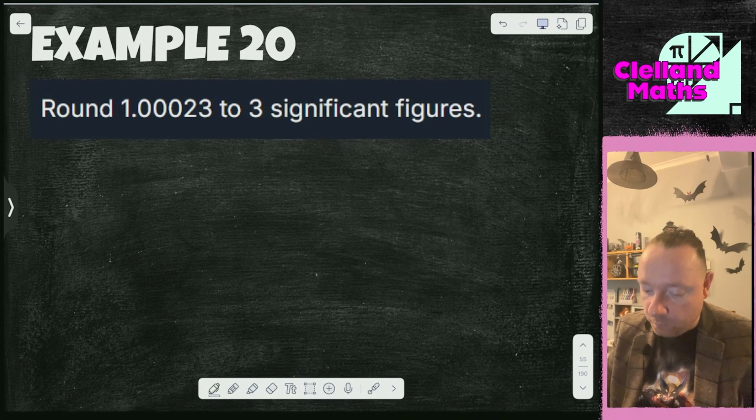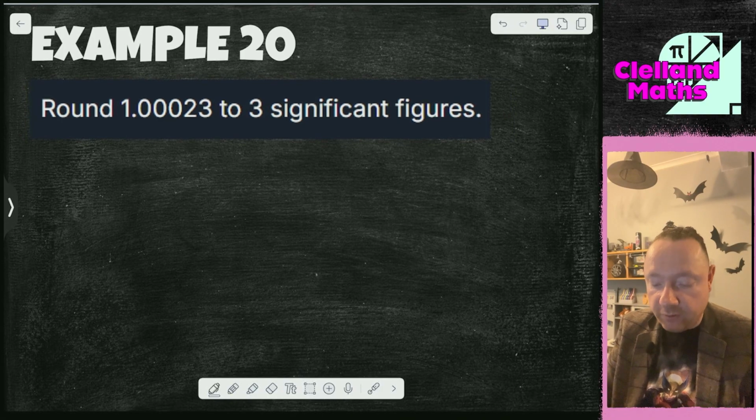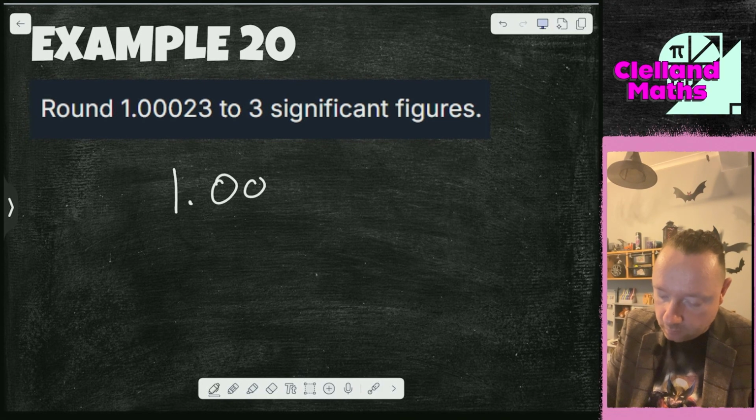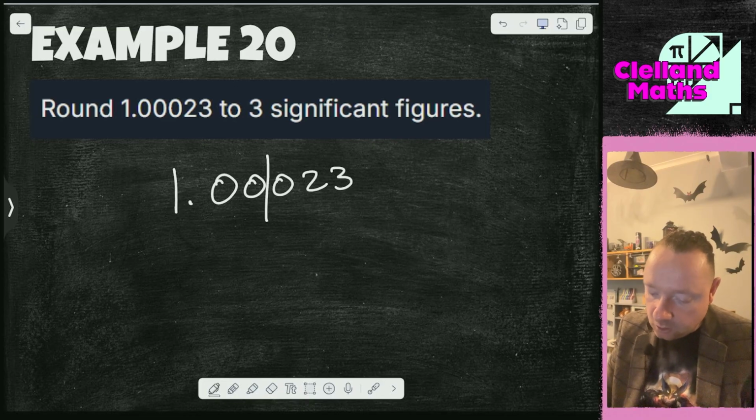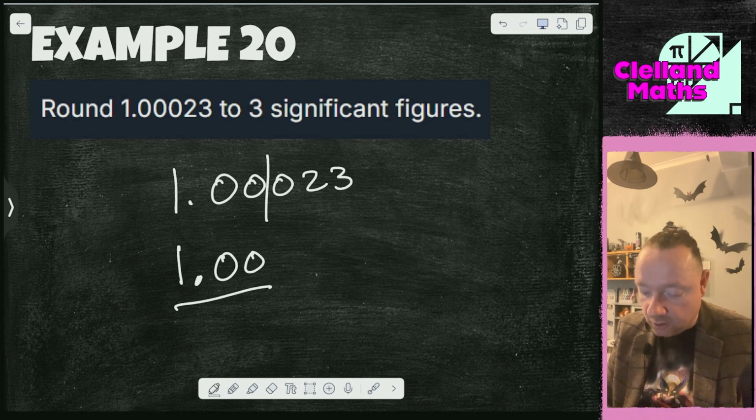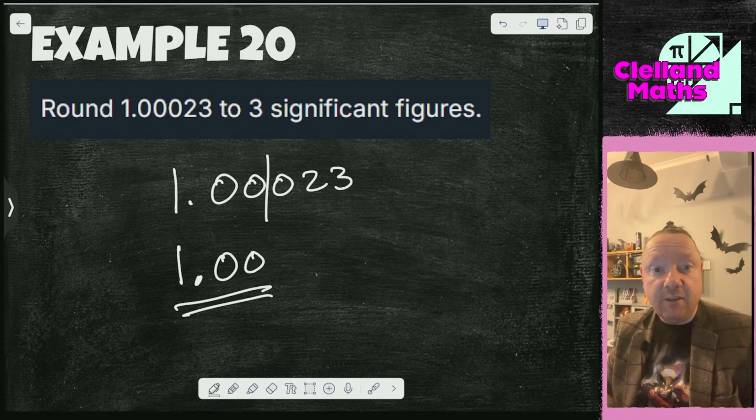Example 20, 1.00023 to three significant figures. Well, the first number I come to is 1, so it's 1, 2, 3. I keep counting down the line. So I need to round that, so I've got 1.0. This 0 stays as 0 because the next number is 0, so it's actually 1.00, and they are significant, so I keep it in as 1.00.